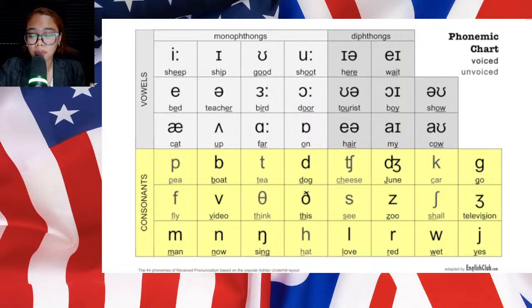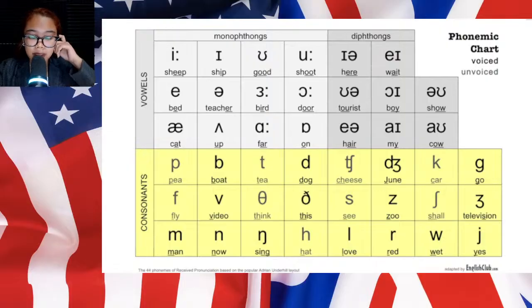You feel any vibrations? Of course, none. So this is unvoiced. Okay, so think about the word pan. Pan. The P at the start should feel like a little explosion, right?